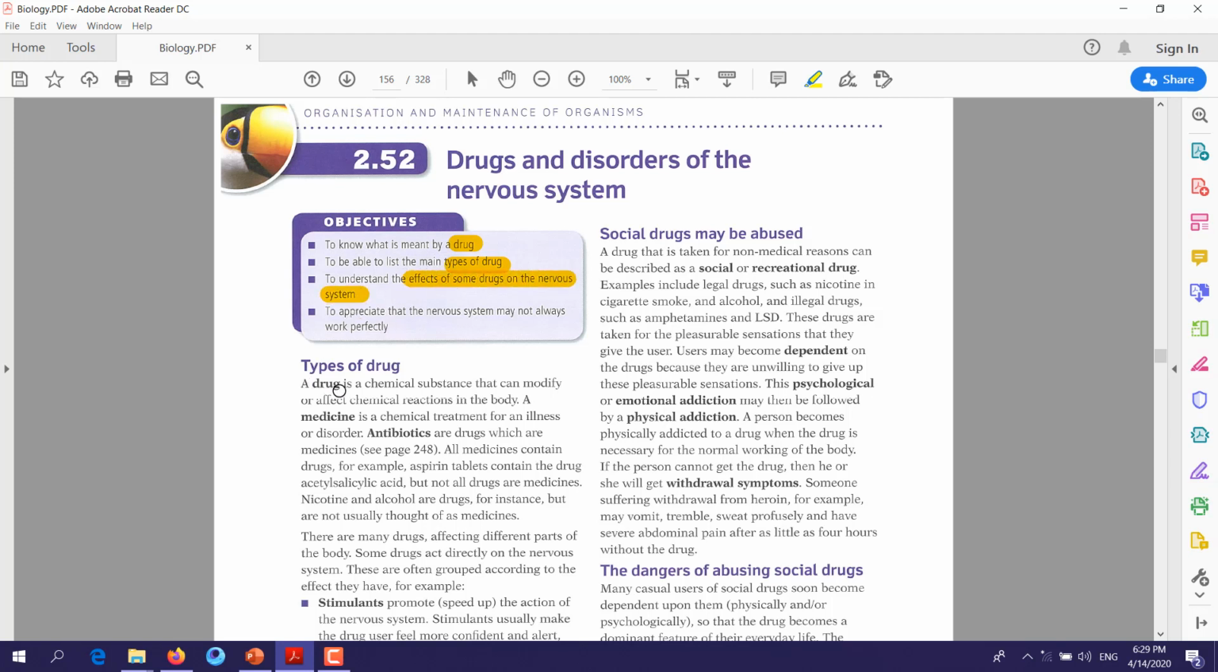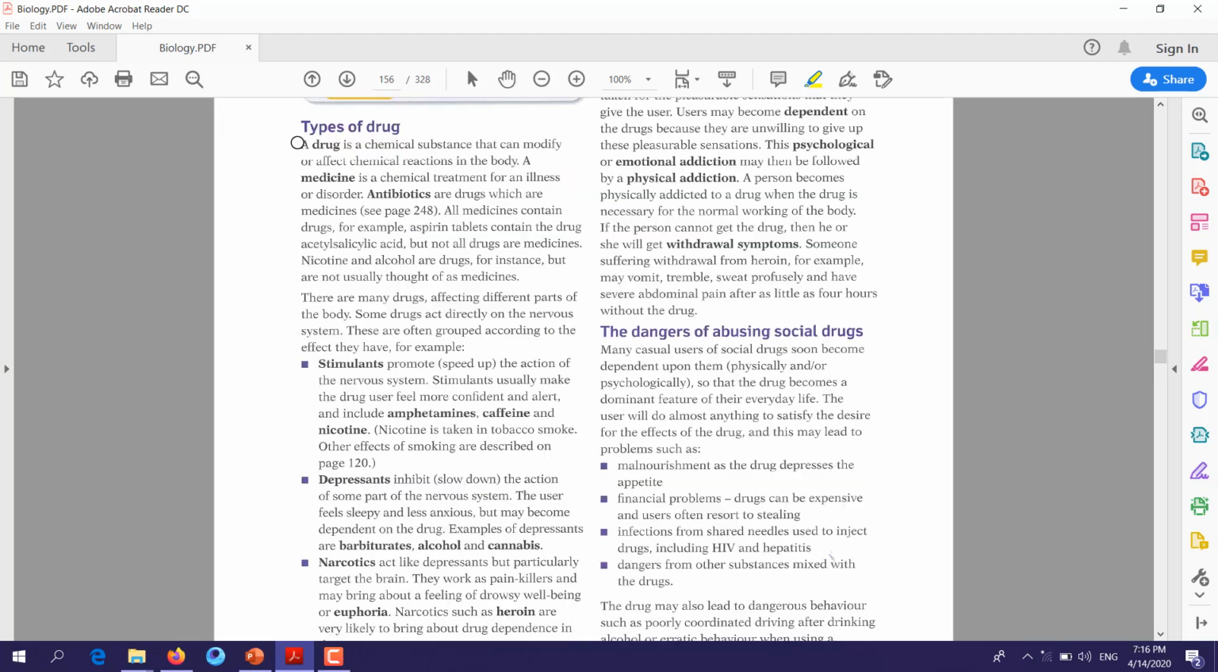And also you need to understand that the nervous system does not always work perfectly. You should be able to understand why it's not always working perfectly. Types of drug.